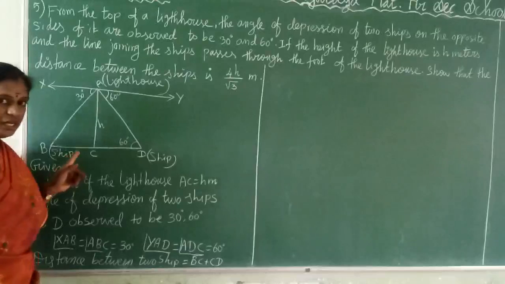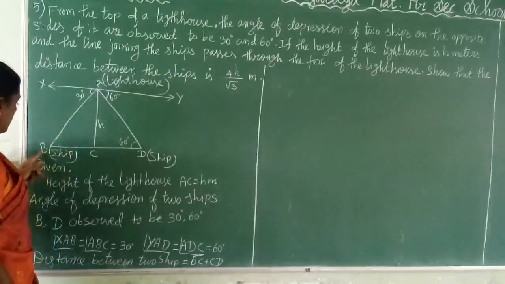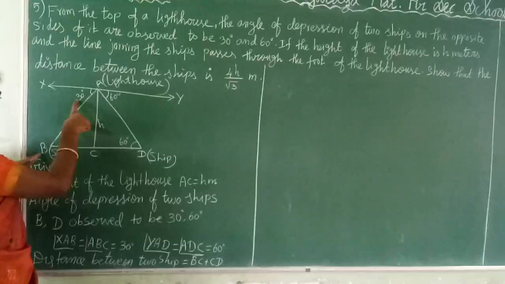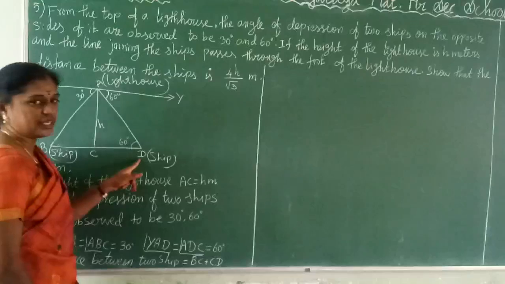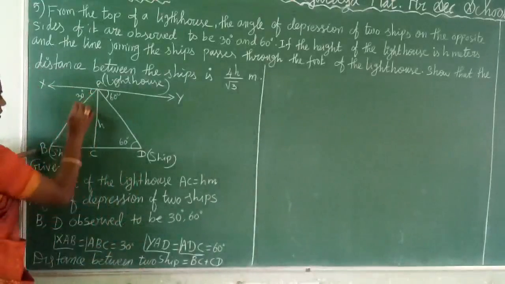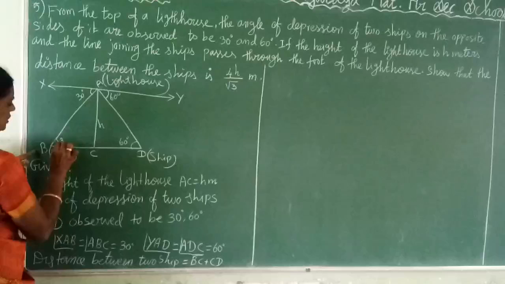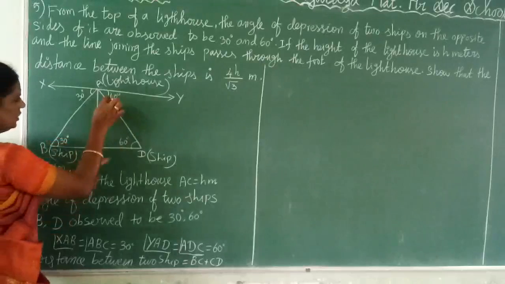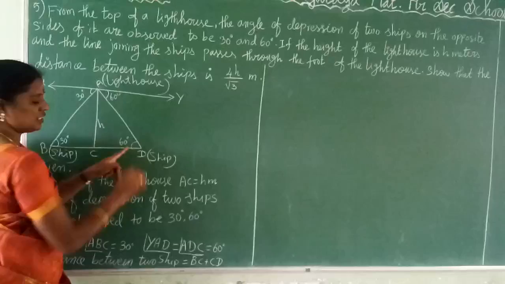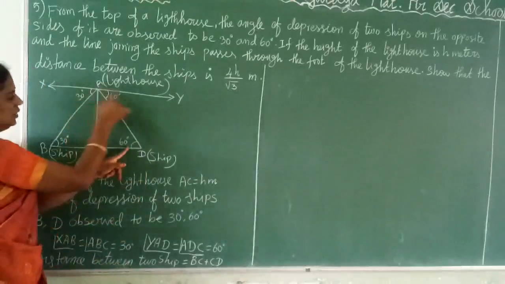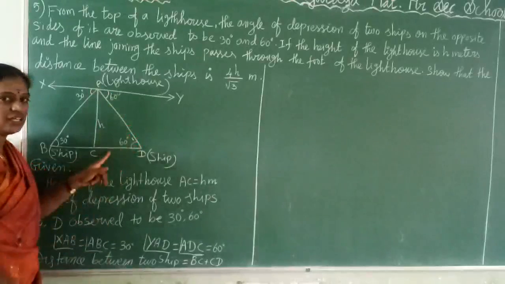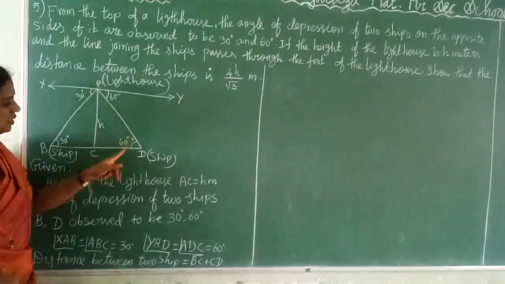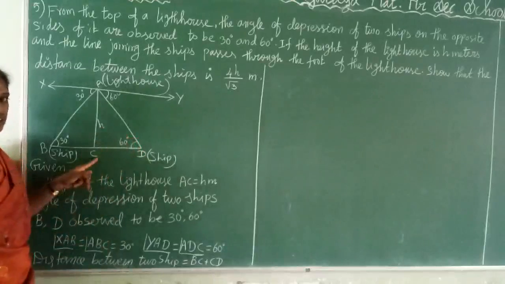A is the lighthouse. See this ship: the angle of depression is 30 degrees. This ship's angle of depression is 60 degrees. By the same method, this angle of depression means this angle of elevation is also 30 degrees, and this 60 degrees means this angle of elevation is 60 degrees. Clear? Apply the parallel lines concept, alternate interior angles are equal, and you get this angle also 60 degrees.